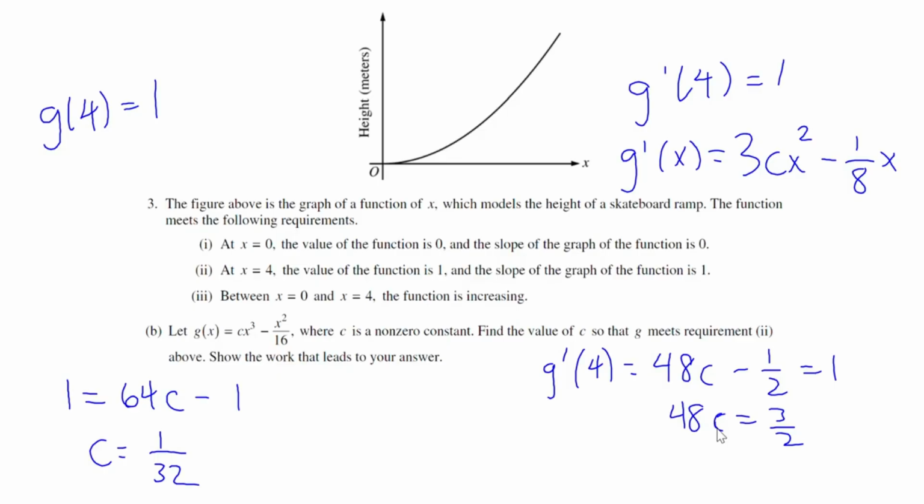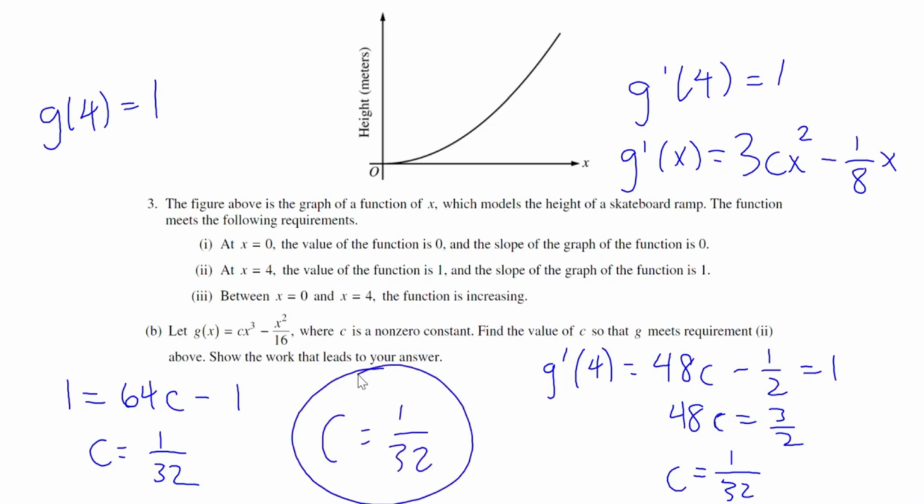And if you multiply 48 by 2, you get 96, and divide that by 3, you get 1/32 here. All right, so if we multiply by the 2 and then divide by that 96, we get 1/32. And so it looks like our answer is c equals 1/32. And it seems to work for both of them this time. So they gave you 1 point just for that work here in part B.